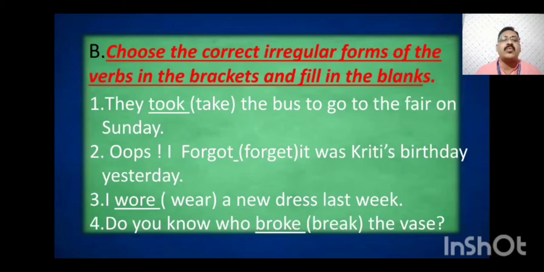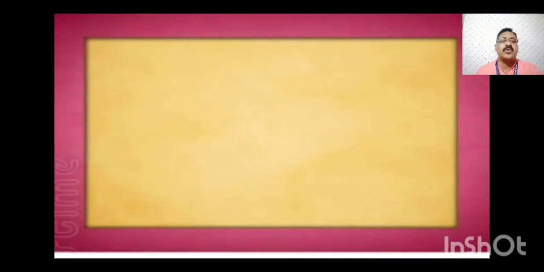Do you know who broke (break) the vase? Break is present form, past form of break is broke, B-R-O-K-E. The work is over from before, but without having d or ed. So broke, wore, forgot, took are all the irregular forms of the verbs break, wear, forget and take. So this is about changing the verb from present form to irregular, past form without adding d or ed. So they are called irregular forms of verb. Bit number B is over.